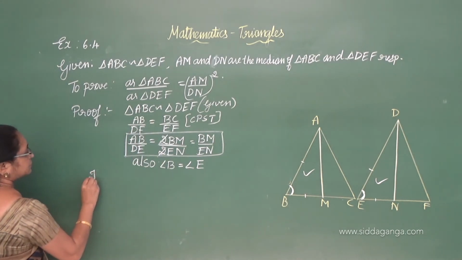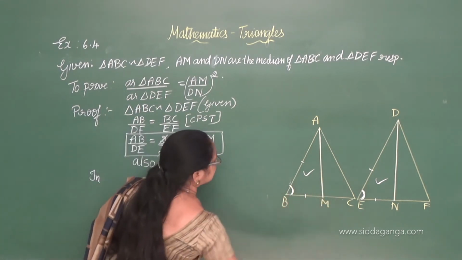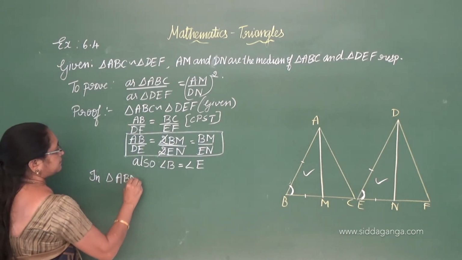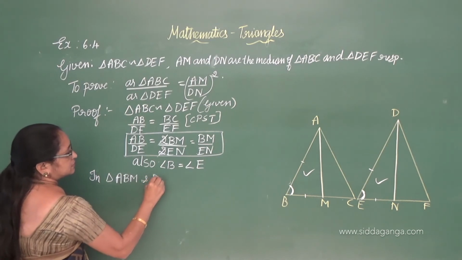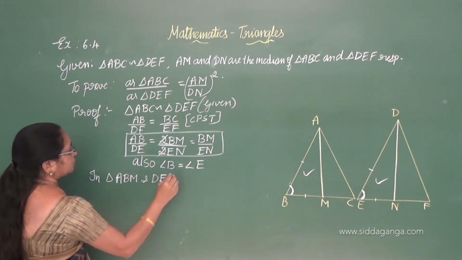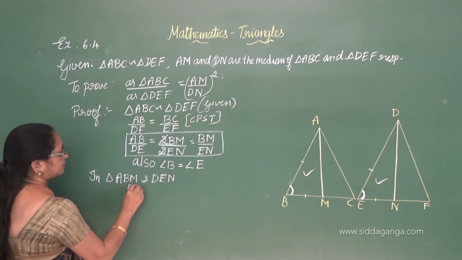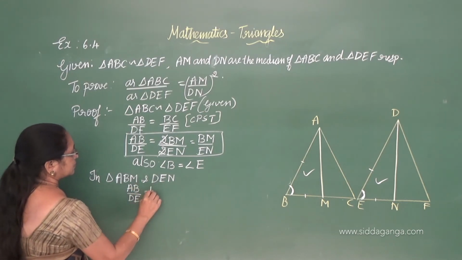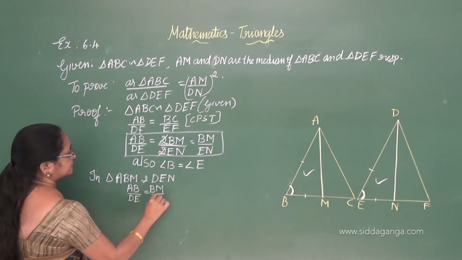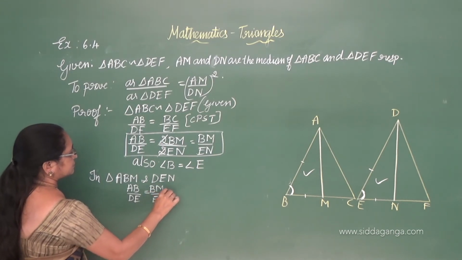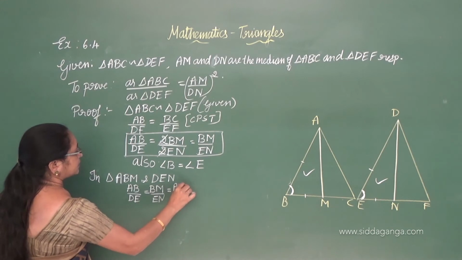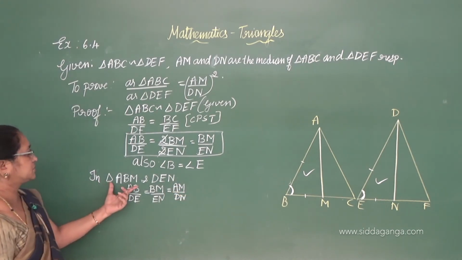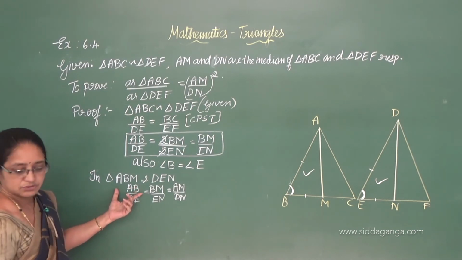Now, what do I have to prove now? These two triangles are similar. Now, in triangle ABM and DEN, okay, now we shall write AB by DE is equal to BM by EN is equal to AM by DN. I hope you understood this.